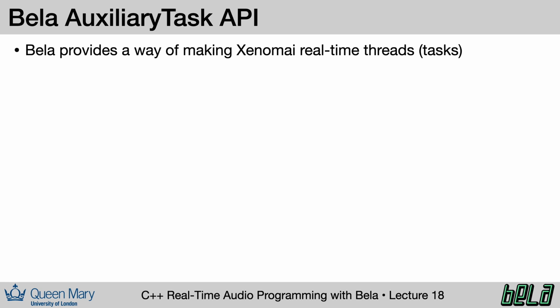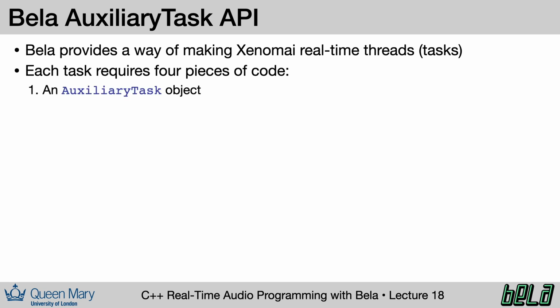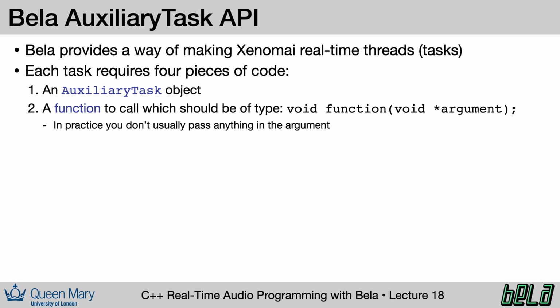As we discussed, Bela provides an API for creating and manipulating real-time threads, which are also known as tasks. Each Bela real-time task is going to require four different pieces of code. First, we're going to need to create a global variable of type auxiliary task. This is the data structure that holds information about the thread. Second, we need to write a function which this thread will run.